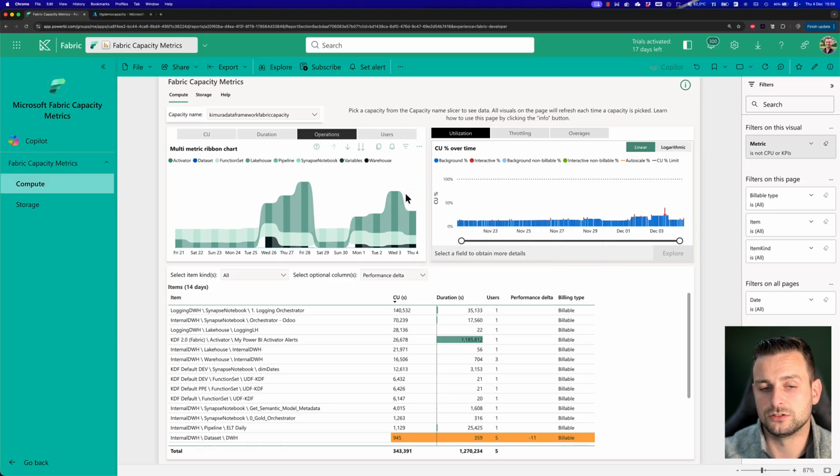Again, this tells us a little bit about the usage of our capacity, but it does not necessarily tell us how expensive things are. So again, I'm still looking for the CU tab as my most important thing here.